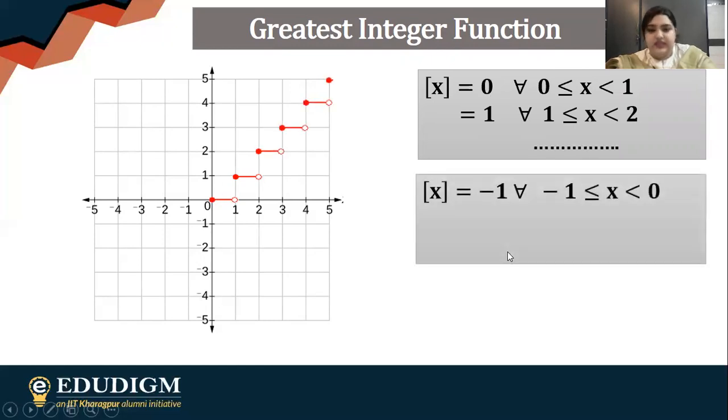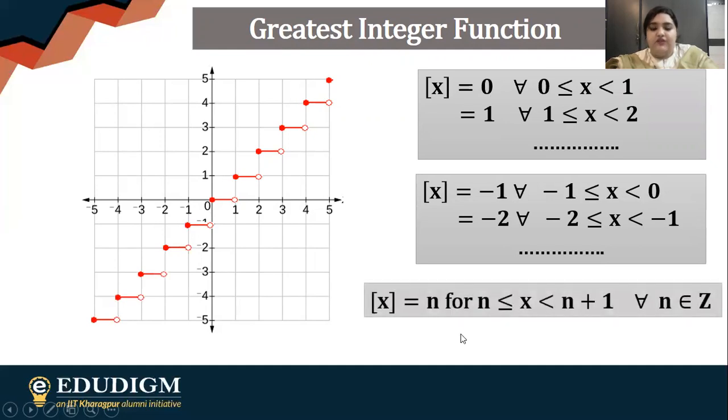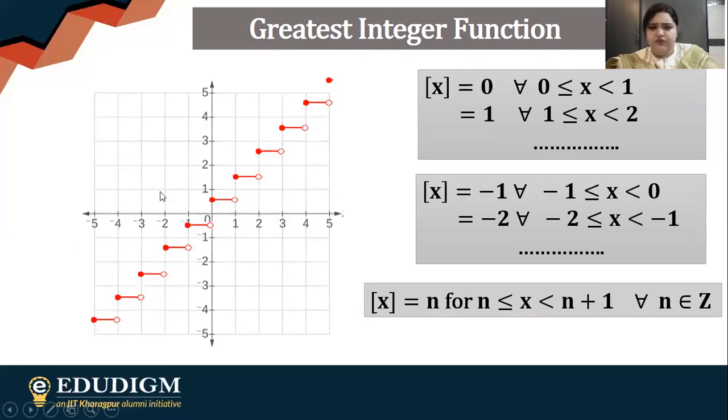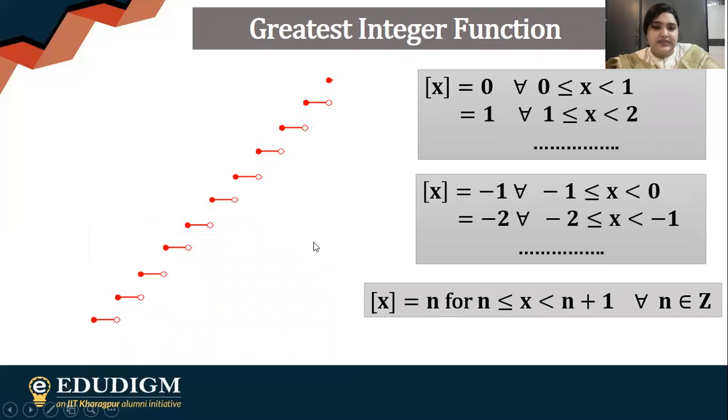Fair enough? Look at the negative side. If I consider 0 and start walking to the left, all the values will be -1. Similarly, you will have -2, and so on. In general, we can write x equals to n. The output will be n if x is lying between n and n plus 1, where n is included and n plus 1 is not included. Because remember, whenever you have an input which is an integer, the output will be an integer as well. So if you look at the graph here, it looks like a step. So it's sometimes called the step function as well.